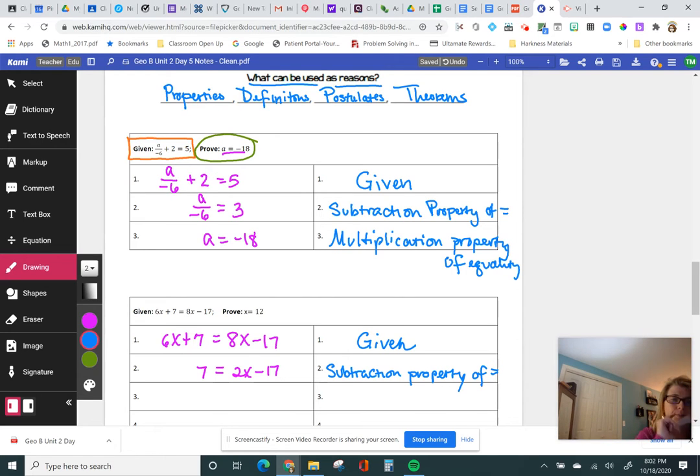All right, what's my next step going to be? Well, I need to get my 17 away from my x. So I'm going to add 17 to both sides. So that means 17 plus 7, that's 24, equals 2x. And I had to add the 17. So that is the reason, the addition property of equality.